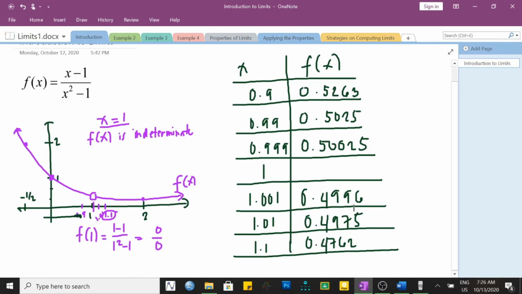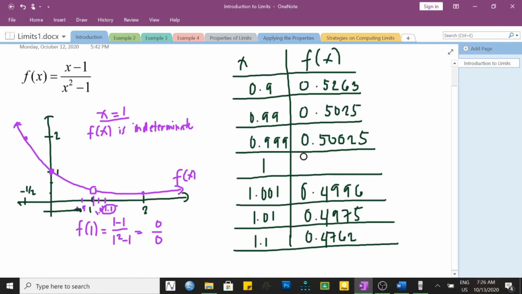Of course, at x equal to 1, this is indeterminate, but we are not exploring at x equal to 1. We are exploring at x near 1. Now, what happens here? What happens to our function if the x values are not exactly equal to 1 but are just close to it? So we say that x is approaching 1 from the left side of it. 0.9, it's increasing, it's becoming closer and closer to 1. What happens to f of x?